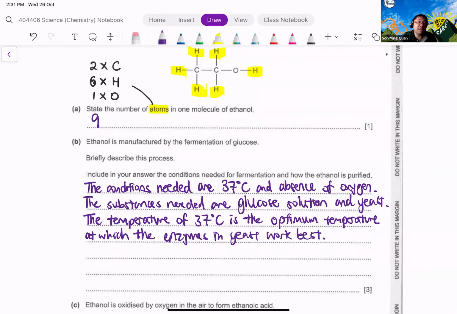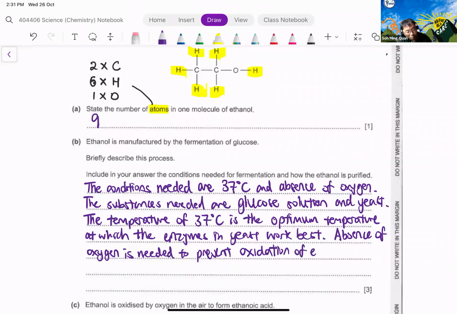Okay, so optimum means the temperature at which the enzymes work best. There's maximum enzyme activity. So that's explaining temperature. Why is absence of oxygen needed? Absence of oxygen is needed in order to prevent oxidation of ethanol to ethanoic acid.